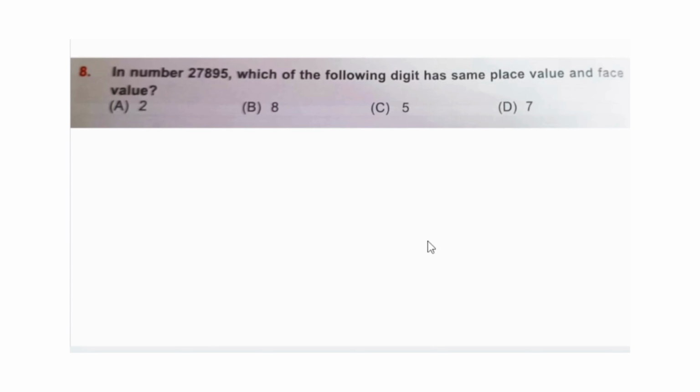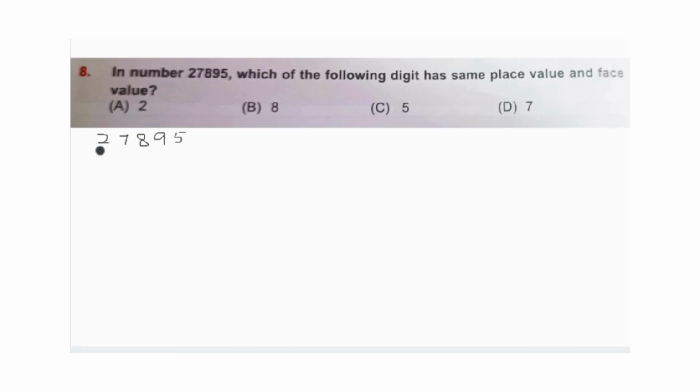Let's look at the question number 8 from number sense. Here the question is, in number 27895, which of the following digit has same place value and face value? So there is a number that is given. We need to find the place value and the face value. Let's write the number. It's 27895. Okay, and now let's find out the face value of every number and the place value.